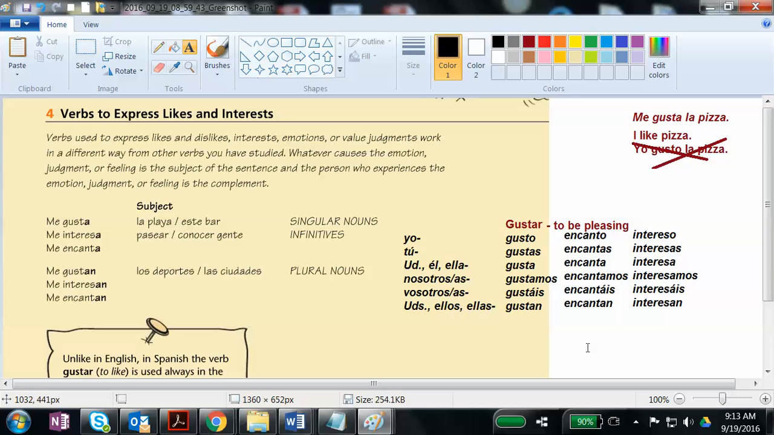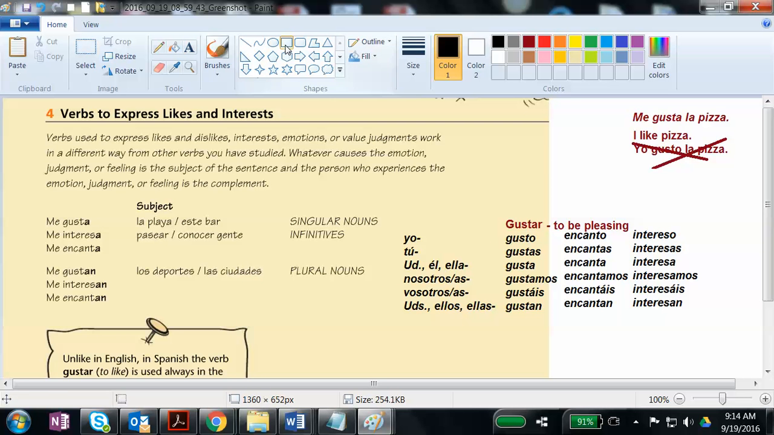Okay, so most of the time you're going to talk about various things pleasing you. If it is more than one thing that pleases you, you're going to use the plural form, the ellos, ellas conjugation. And if it's one thing that pleases you, you're going to use the él, ella. So here, what's pleasing to me is the beach, the bar, walking around, knowing people. Whenever it's an infinitive that pleases you, whenever it's an idea, whenever it's a verb, like I like to get to know people or I like to take a walk, you're always going to use the singular form. And if it's multiple things like I like sports or I like cities, you're going to use the plural.